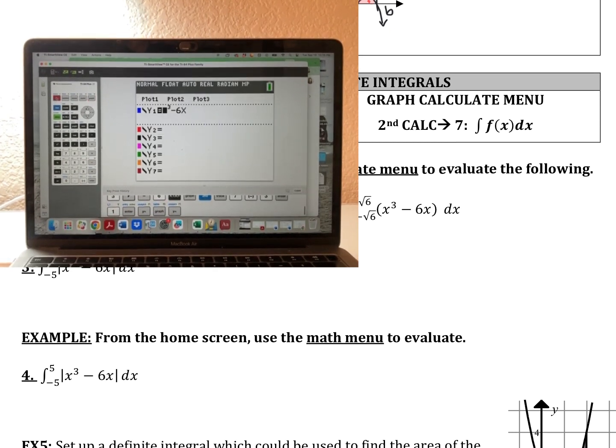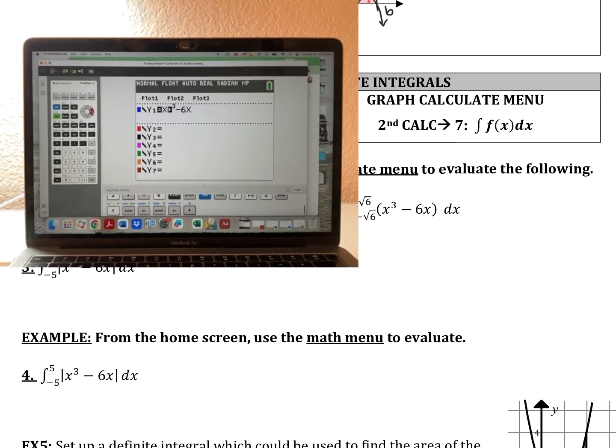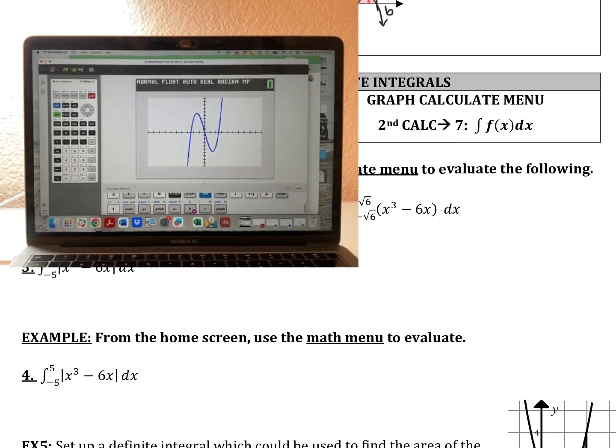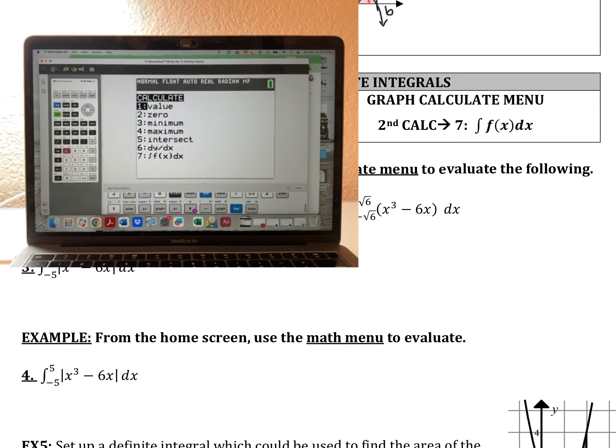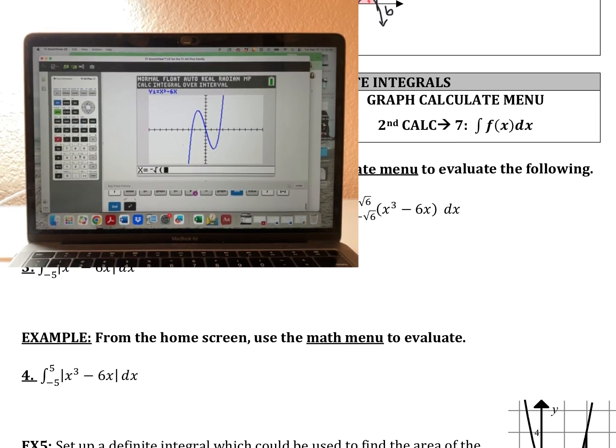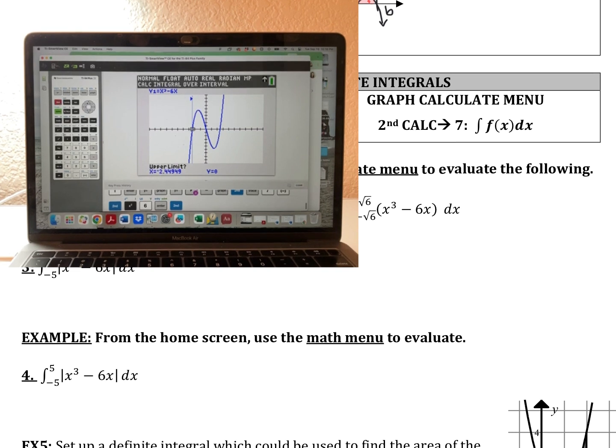So I'm just going to go into my y equals and change something. Let's just retype the -6x, something easy, and hit graph so that it regraphs it so the shaded region goes away. And now what I'm going to do is second calculate, and I'm going to hit the integral, and my lower limit is going to be -√6, hit enter. I could probably close that parenthesis, but I think it'll be fine. And my upper limit is +√6, so I'm going to type in +√6, hit enter.